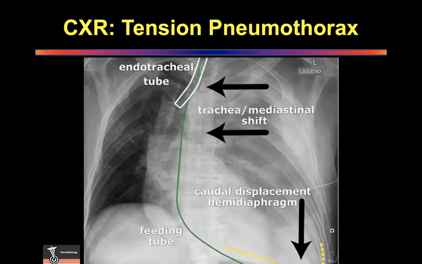Okay, how many of you got all of this? Look at the endotracheal tube has moved to the other side. The trachea and the mediastinum has shifted to the side. More importantly, the diaphragm has moved down and there is a feeding tube there.